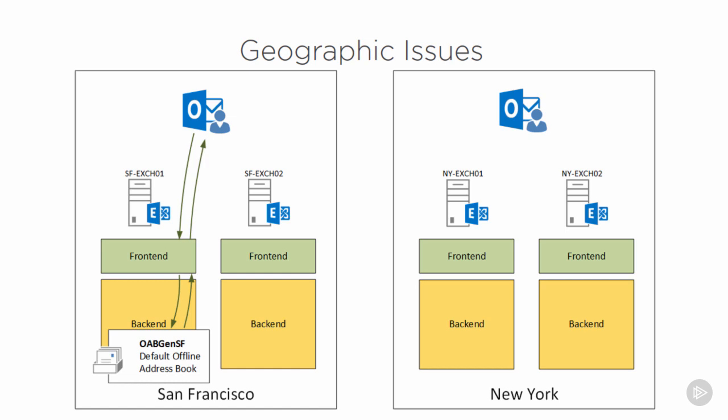As an example, let's say that we have a user in San Francisco and they're connecting to San Francisco Exchange servers and downloading their offline address book from the OAB gen mailbox that is hosted in San Francisco. So that process is fine. Everything's reasonably optimized in terms of geography there. When you have a New York user, they may be connecting to New York Exchange servers, but to download the OAB, their connection is being proxied across to San Francisco. So that is potentially not optimal depending on how far apart the two sites are and what sort of bandwidth is available between them.